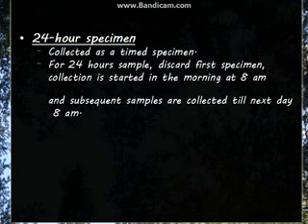Then is the 24-hour specimen. Now this is a form of timed specimen. To collect this, we have to start at 8 a.m. and discard that first specimen, and then the subsequent samples are collected until the next day at 8 a.m. The last sample collected at 8 a.m. is kept, whereas the previous day's 8 a.m.